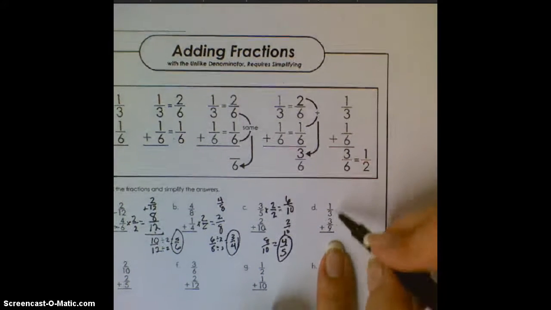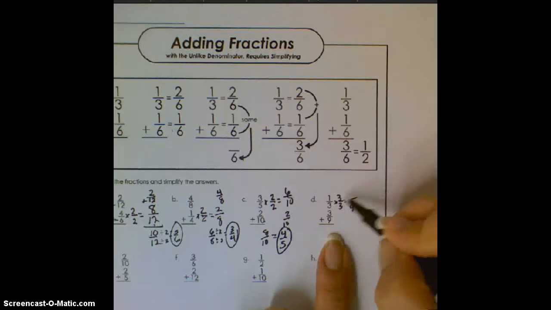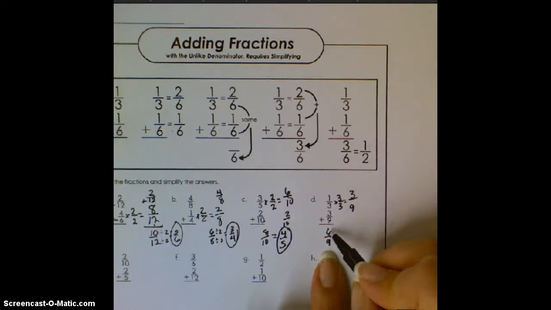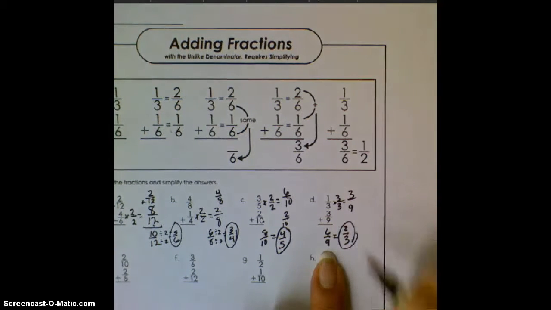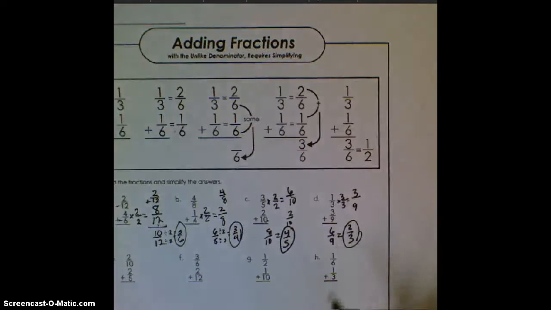This one, common denominator, will be 9. 3 times 3 will equal 9. And again, if I do it to the bottom, I need to do it to the top. 3 times 1 is 3. And then I have 3 9ths plus 3 9ths will equal 6 9ths. And if I want to reduce them, divide them both by 3 and get 2/3. If I divide them both by 3, it's okay to just leave it at 6 9ths if that's where you are right now.